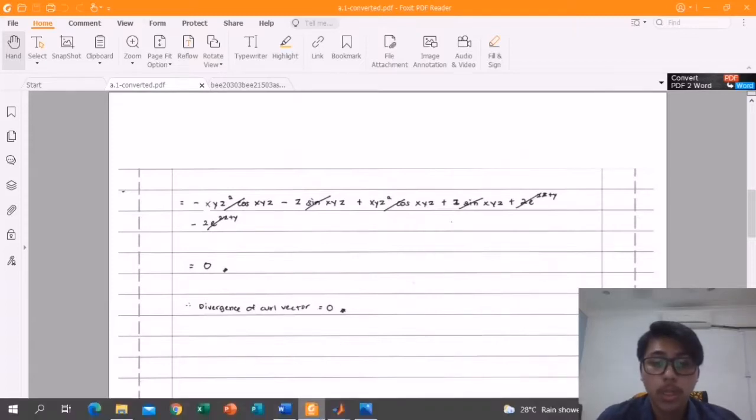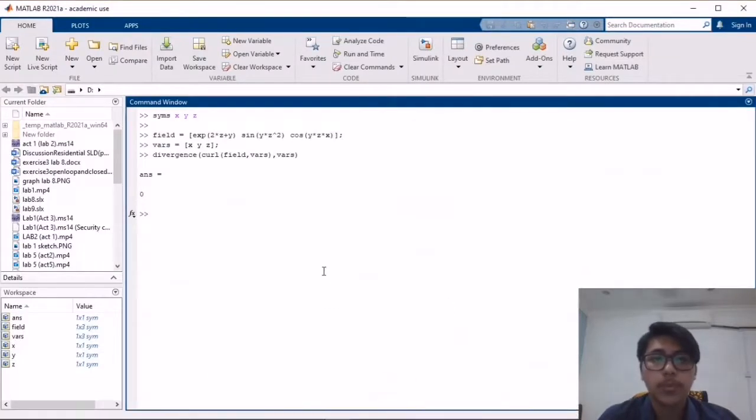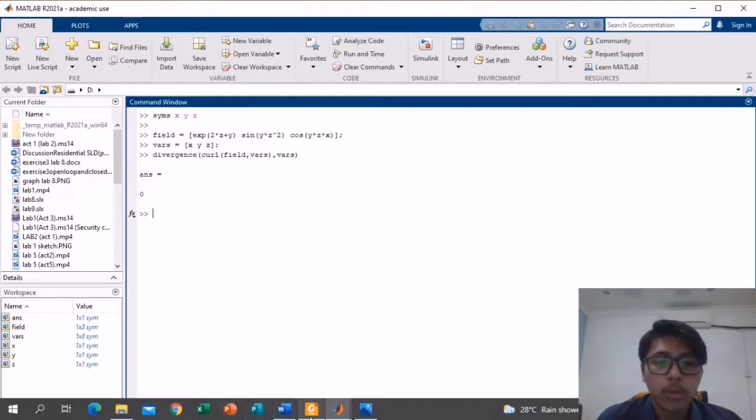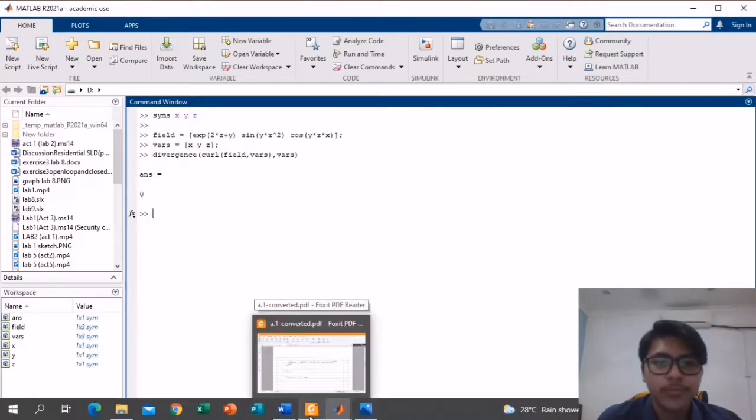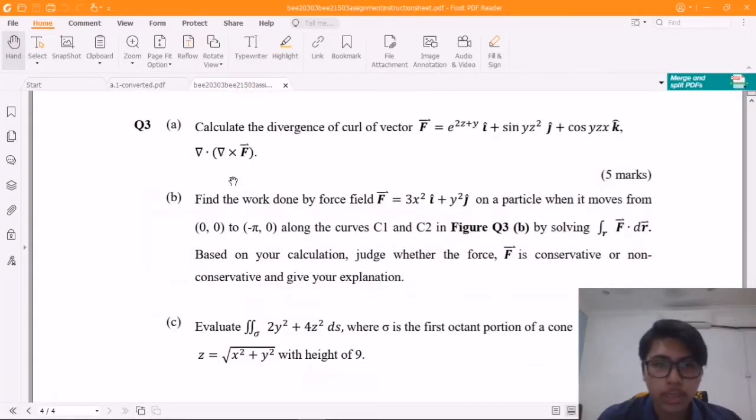Now I will show you by using MATLAB as a proof whether it is similar or not with the manual calculation. So we need to set the parameters in x, y and z, and then this is the vector. Then we will get the final answer, which is 0. Now I can conclude that the result in simulation and manual calculation is similar. Next I will show you the final answer for question 3B.